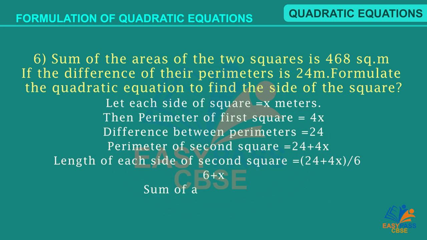It is given that the sum of the areas is 468 square meters. That means the first square's area is x square, and the second square's area is (6 plus x) whole square. So the sum x square plus (6 plus x) whole square is equal to 468. On simplifying, we get x square plus 6x minus 216 is equal to 0, which is the required quadratic equation. So, 6 examples over.